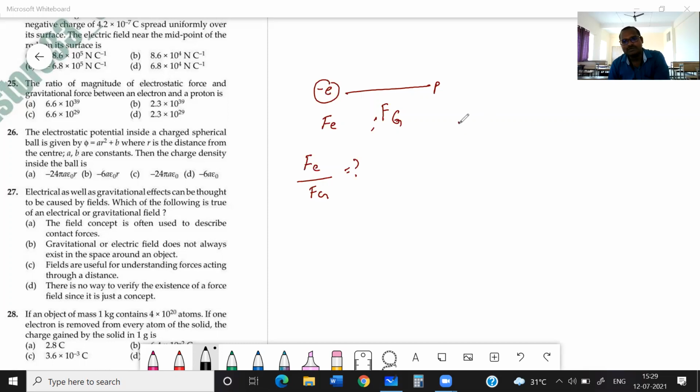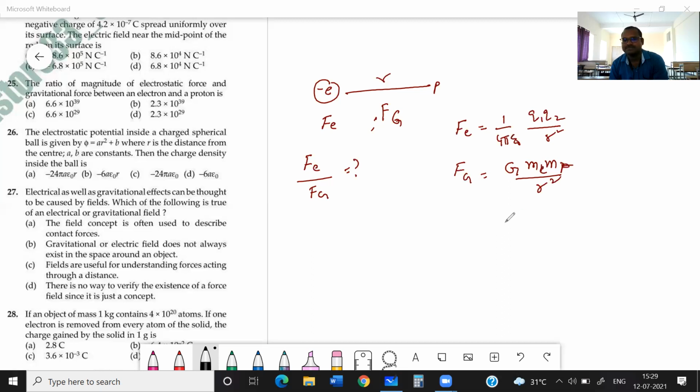As you know, electrostatic force between any two charges is 1 by 4 pi epsilon naught, q1 q2 by r square. Here q1 is the charge of the electron, q2 is the charge of the proton, and r is the distance between them. Let us imagine these two are separated by some distance r. Now gravitational force can be written as G m1 m2 by r square, the mass of proton and mass of electron.